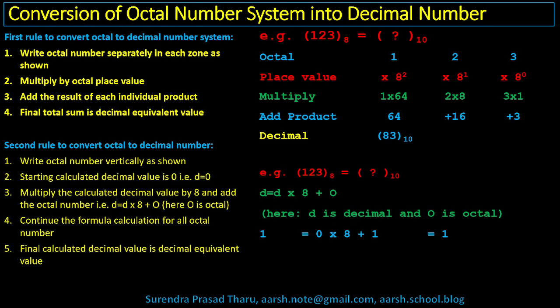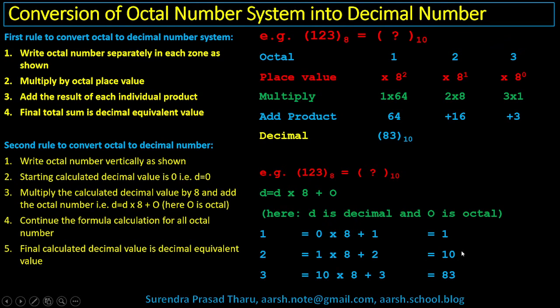So here, 1 2 3. The first decimal calculated value is 0; it must be multiplied by 8 and plus 1, that is the first octal digit, 1. So here is 1, and here is 2. The decimal calculated value is now 1 from the first step, and then this 1 into 8 plus 2 makes 10.